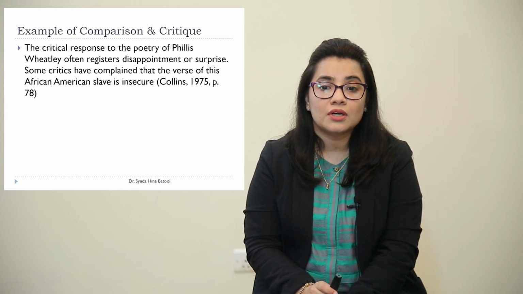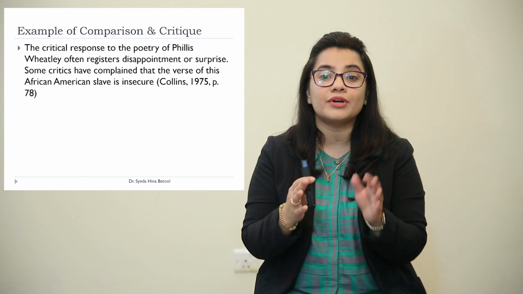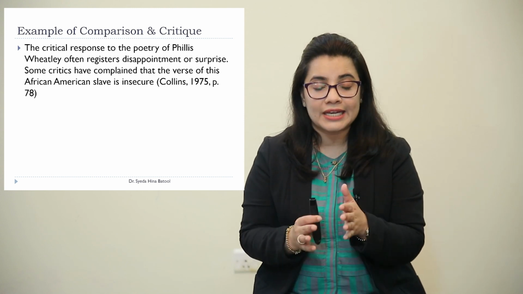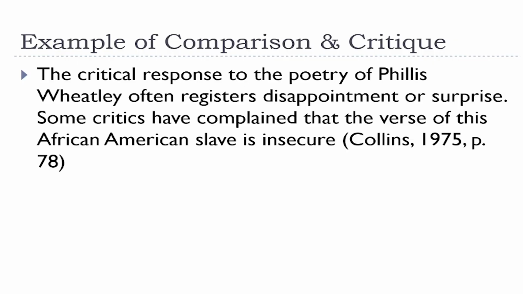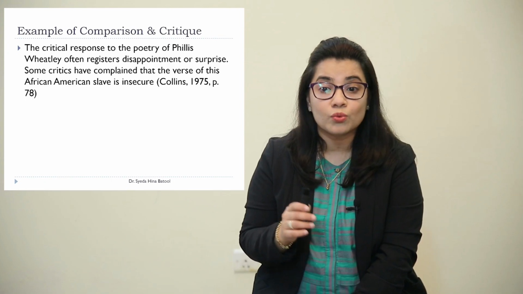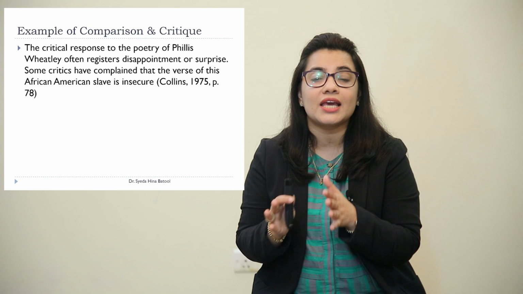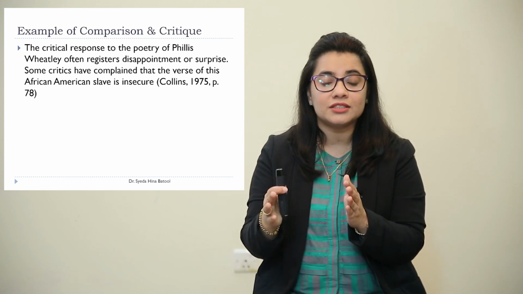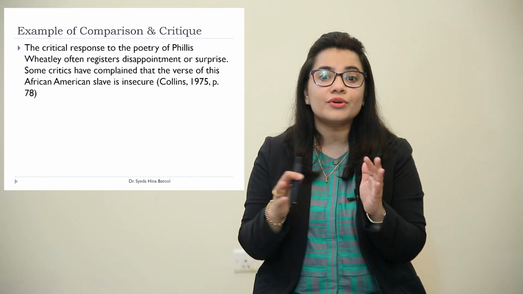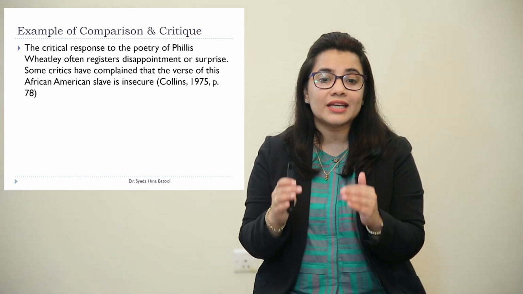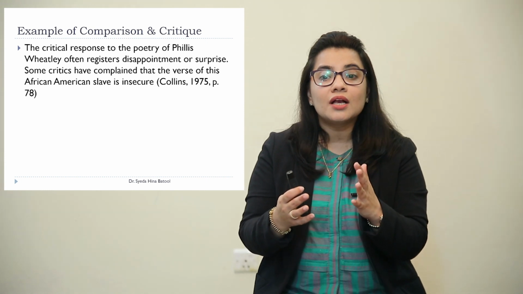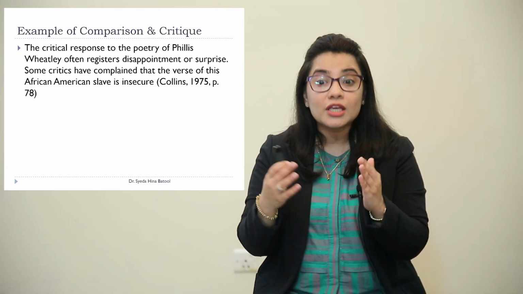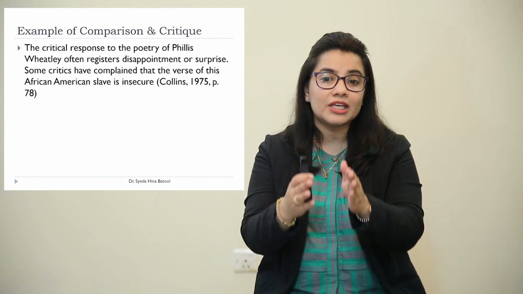This paragraph shows how you can make critique on the studies. The critical response to the poetry of Phillis Wheatley often registers disappointment or surprise. This is the point of critique which I am emphasizing here. Some critics have complained that the verse of this African American slave is insecure. After reading the first sentence, you can have an idea that the second sentence is developing a critique on the first sentence. So this is how we can develop the critique from the literature.